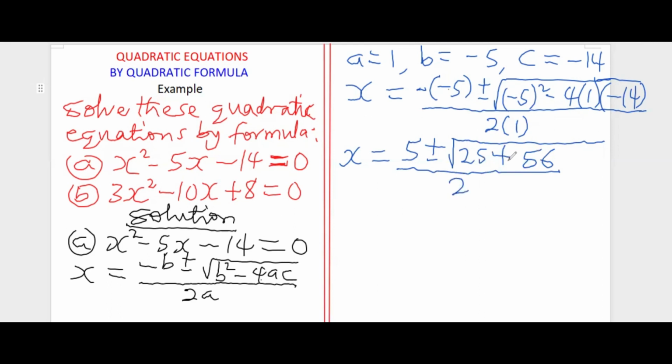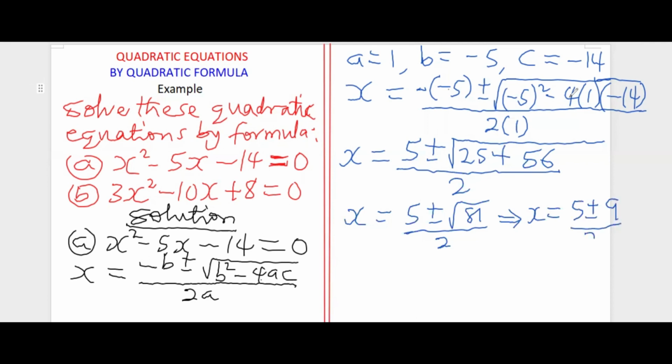All divided by 2. It's important for us to know that this denominator covers everything, not just this root part. And we have x equals 5 plus or minus the square root of, if you have 56 and 25 together, you get 81 over 2. And this implies x equals 5 plus or minus the square root of 81, which is 9, over 2.